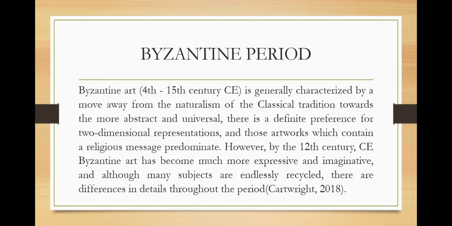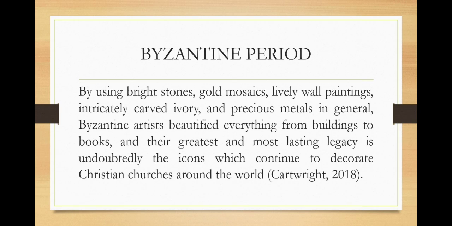So we can see in the Byzantine period that people used recycled materials to create art in their church, right? And the recycled materials they used were stones, bright stones, gold mosaic, lively wall paintings, intricately carved ivory, and precious metals in general.